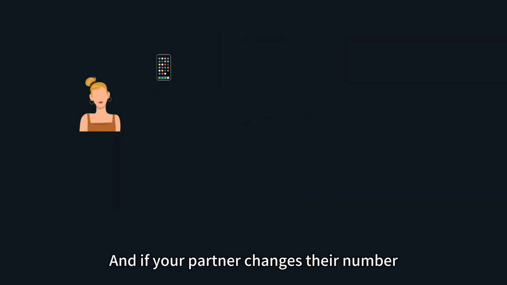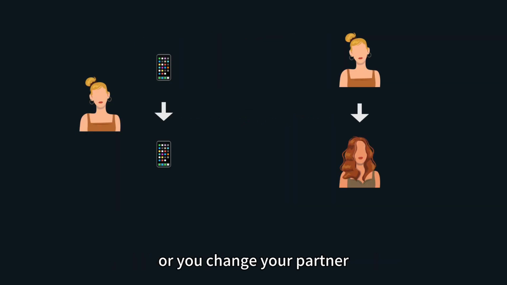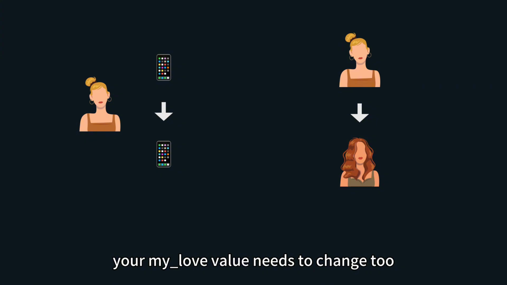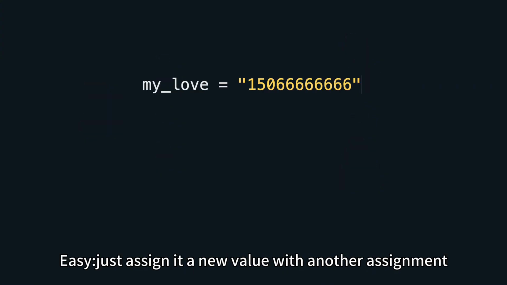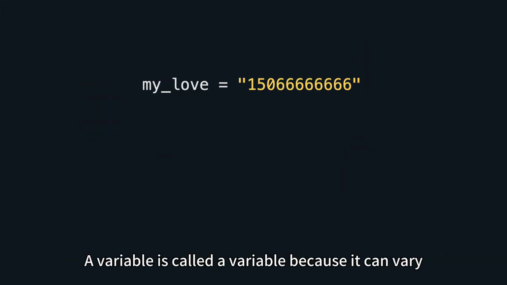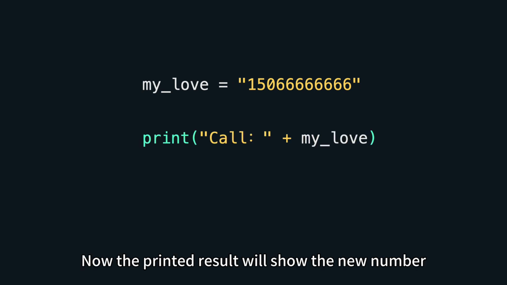And if your partner changes their number, or you change your partner, your MyLove value needs to change too. Easy, just assign it a new value with another assignment. A variable is called a variable because it can vary. Now the printed result will show the new number.